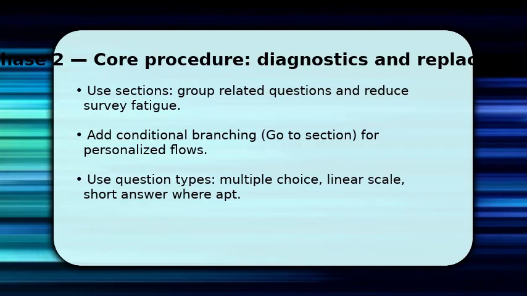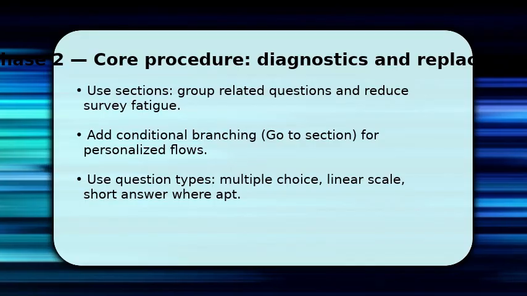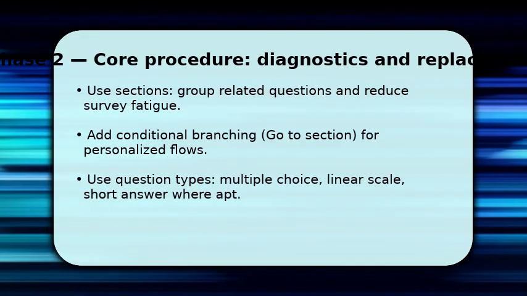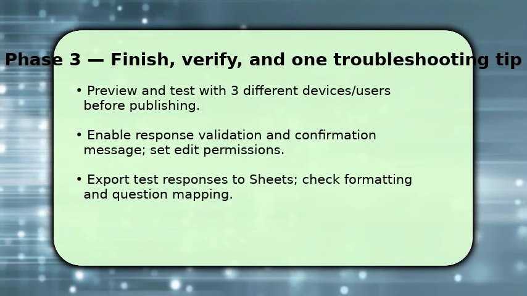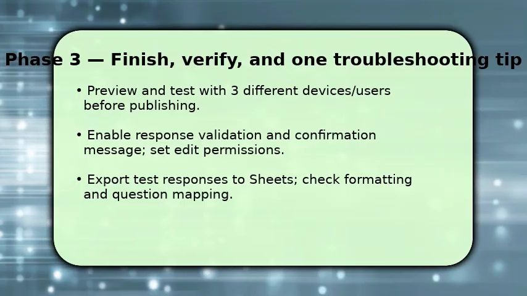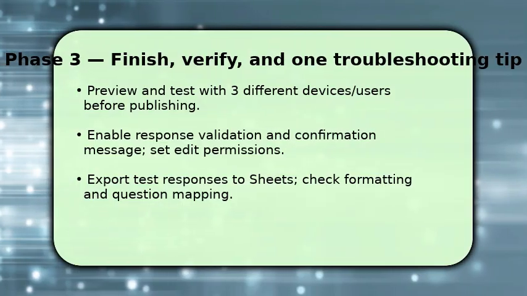Choose question types deliberately. Multiple choice for quick decisions, scales for attitudes, short answer for nuance. Also, use descriptions and examples to clarify tricky items because clear prompts produce cleaner, analyzable responses. Finish by previewing and sending test copies to 3 people using different devices. You want to catch layout or validation issues.